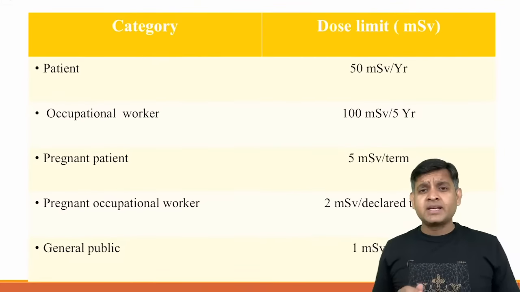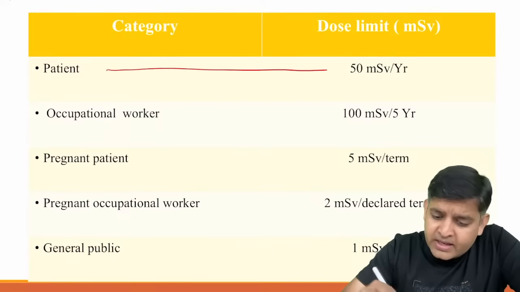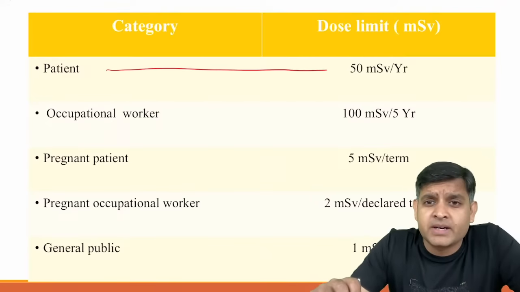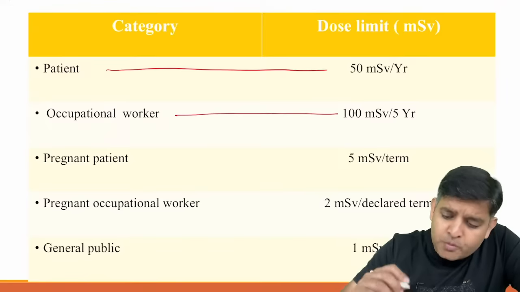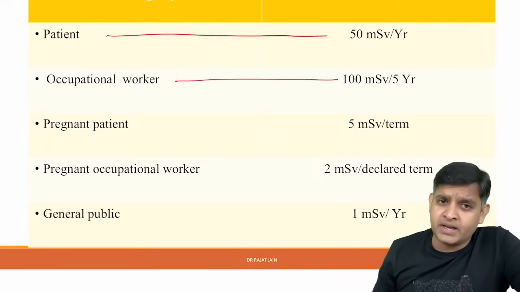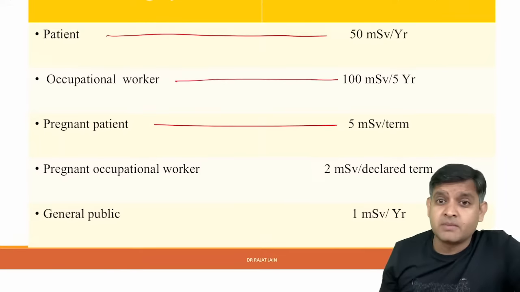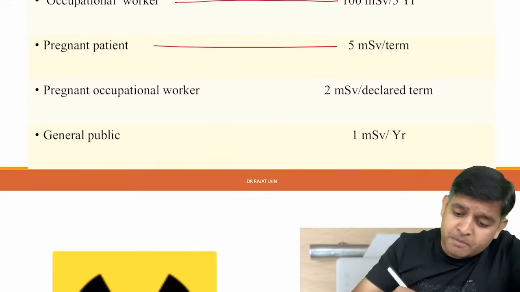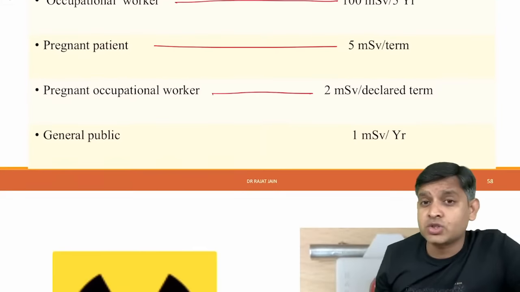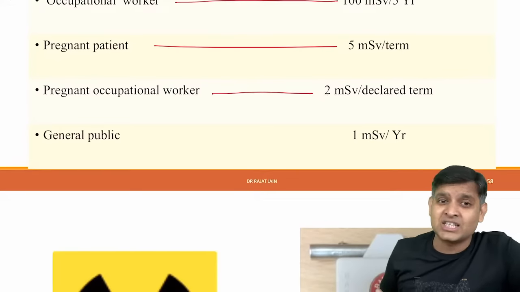Then the second table is the radiation limit for various categories. For the patient, the radiation limit is 50 millisievert per year, whereas for an occupational worker, it is 100 millisievert for a 5-year period. For a pregnant patient, it is 5 millisievert per term, whereas for a pregnant occupational worker, it is 2 millisievert for the declared term. That means till the time she declared to the employer that she is pregnant.